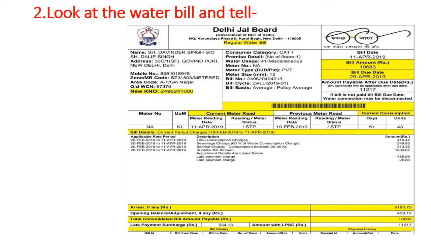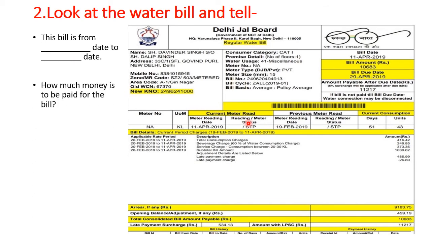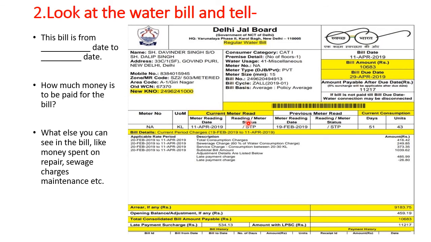Moving next, look here, one water bill is attached. Students, you will be able to answer the questions related to this bill if you read it carefully. Here are some questions about the duration of the bill. If you read the bill, you will get the answer. Similarly, how much money is to be paid for the bill, and what else you see in the bills, like the money spent on repair, sewage charges, maintenance, etc. I hope all of you will be able to answer such questions. Please finish this work and submit it in the assignment section of Google Classroom.